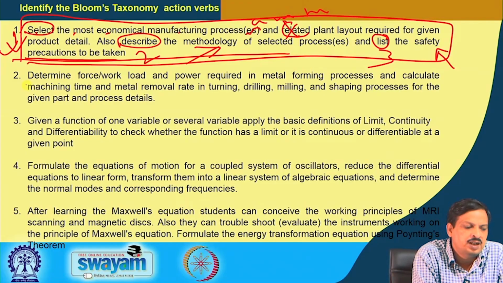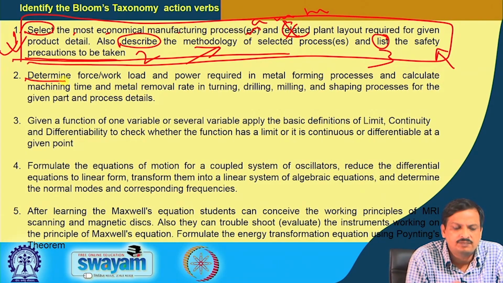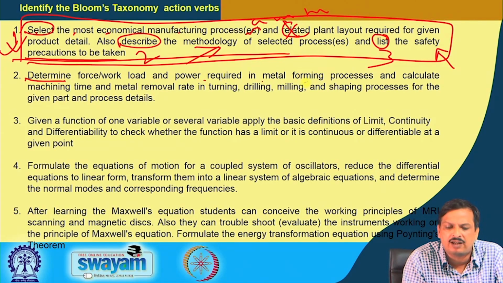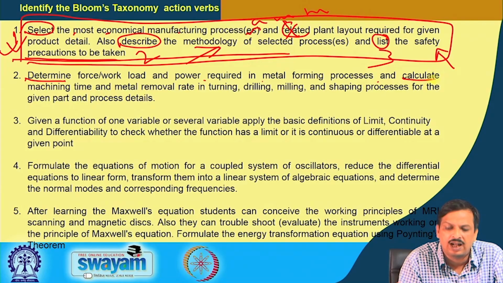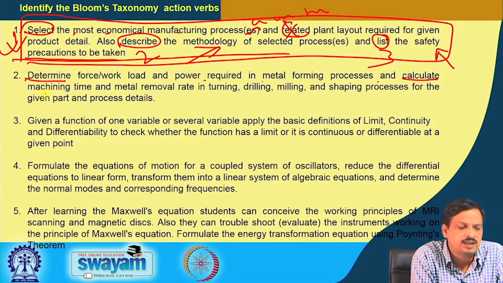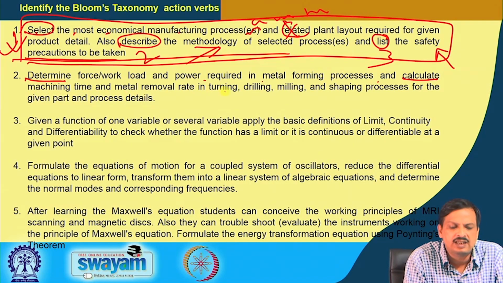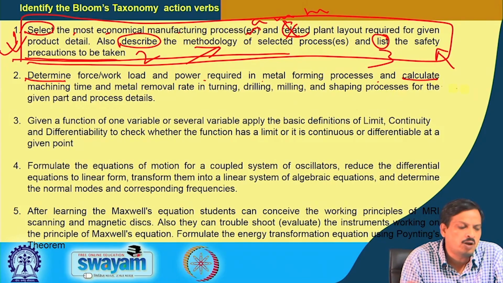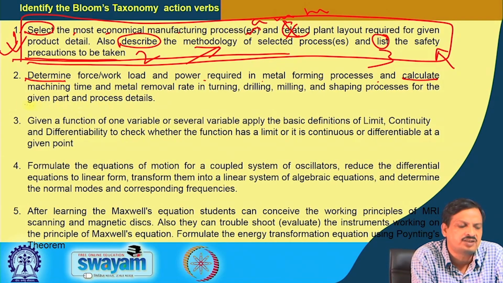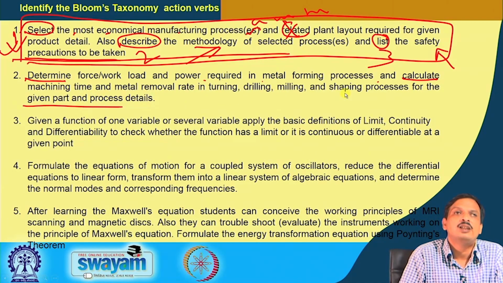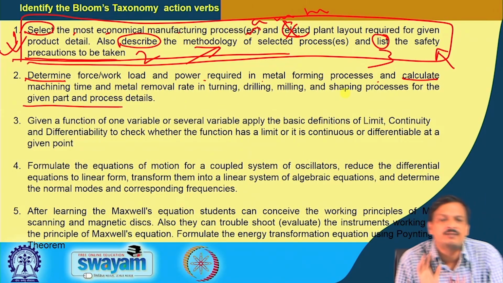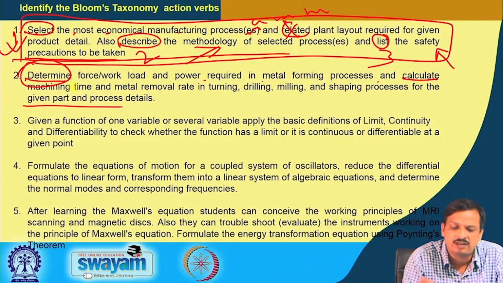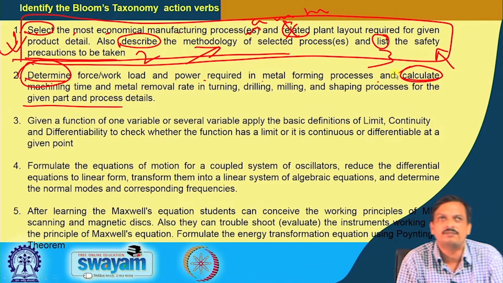Let us see another one. Determine force or workload and power required in a metal forming process and calculate machine timing and metal removal rate in a turning, drilling, milling and shaping process for the given part and process details. Okay. So, I have to find out first the action verbs. Determine is one action, calculate is another action.